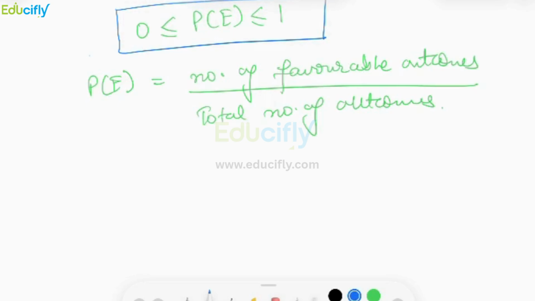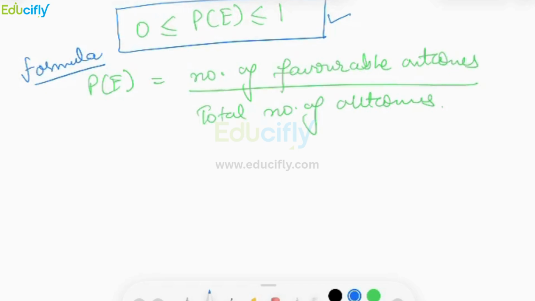If you want to check if your given probability solution is correct or not, you also have to check that it is lying between 0 to 1. Okay, and this is the main formulation that every time we are going to use.